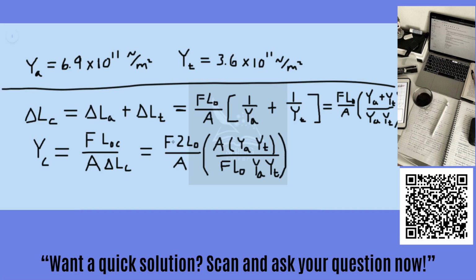Okay, and so some things cancel here. These two force values are the same, so they cancel. That L naught cancels with that L naught, and that A cancels with that A. So what we're left with is this being equal to 2 times Y_A times Y_T divided by Y_A plus Y_T.